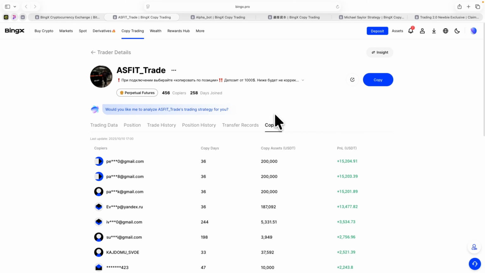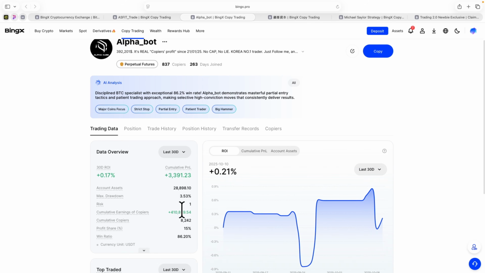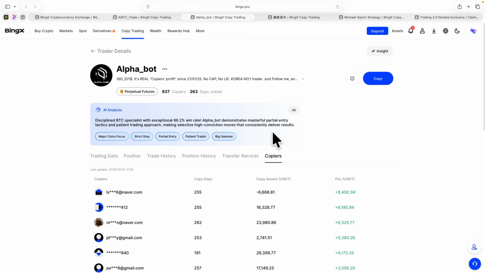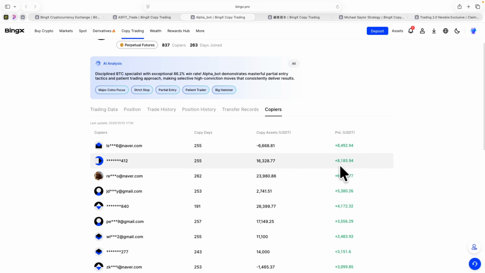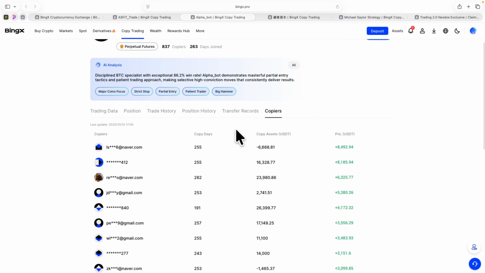So this is the first person on the list, and the second person I want to check is Alpha Bot. Over 800 people are copying this person, and this person joined 263 days ago. The risk for this person is just 1, so this is a very low risk trader, and the profit share ratio is 15%. This person is even taking a lower percentage, so you might want to go for this person more if you prefer that. And if you come here to your copiers, you can see how much each person is making. This person has made $8,000, the second person $8,000, then $6,000, $5,000, $4,000. So you can see how much each person is making right here. That's another person right there.